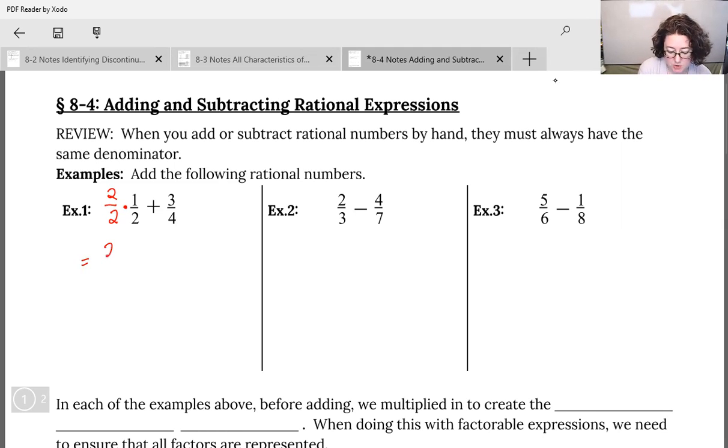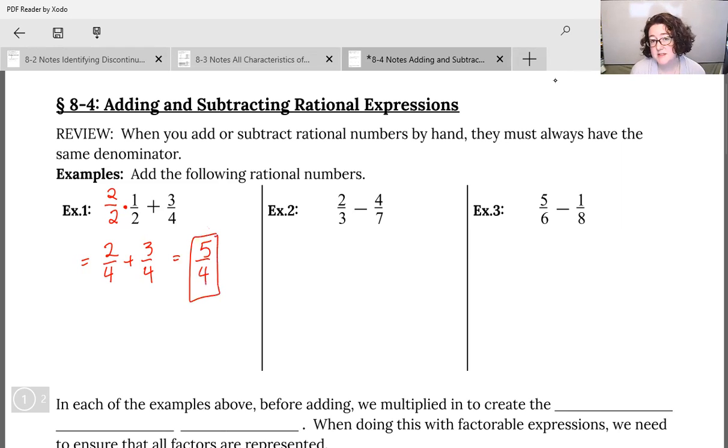So that would be a 2 over 4. I didn't do anything to the second fraction, so that's still 3/4. And then now I can combine my fractions by just adding my numerators. And so we're going to have 5/4.